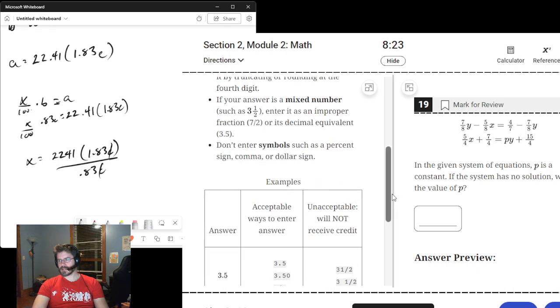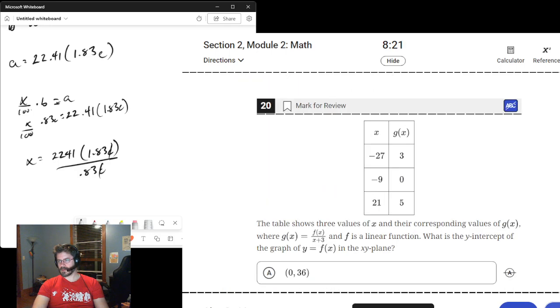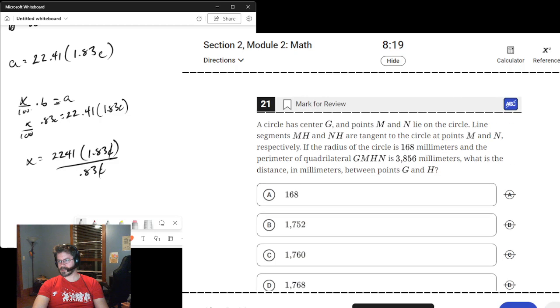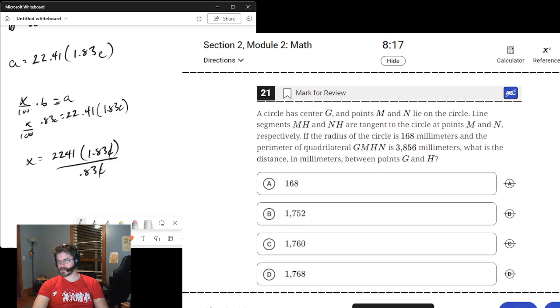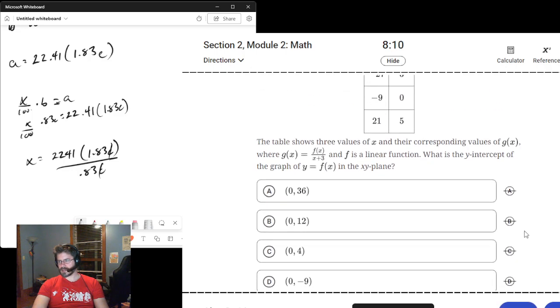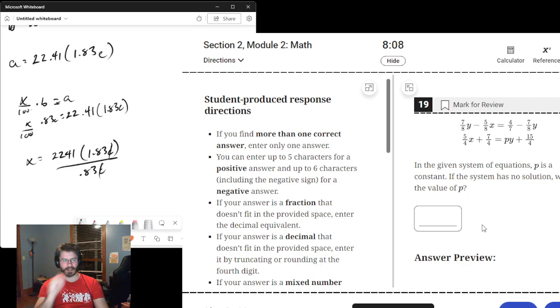Whoa, okay, crazy looking thing. We'll look at the next two just to make sure these aren't also crazy. Okay, those look like a unit conversion, or okay, tangent, circle thing. Distance, okay, that's not bad. Y-intercept, that's not bad. Okay, let's work on this one real quick. Okay, 8 minutes. Crunch time.